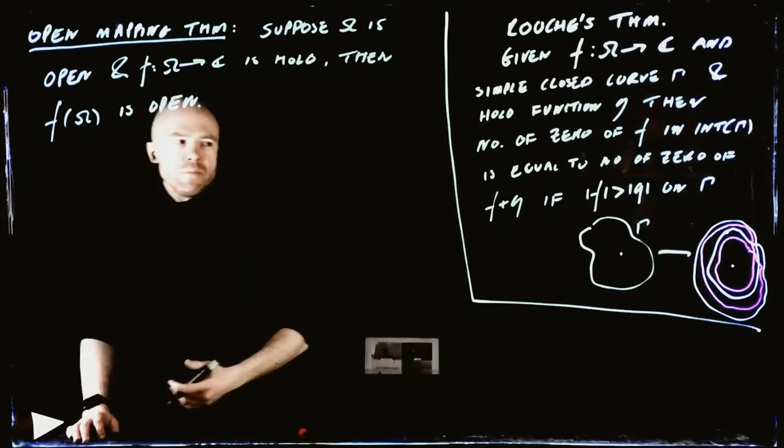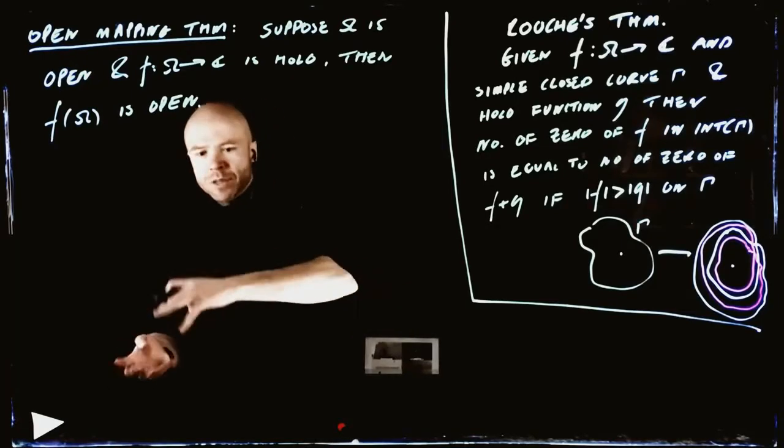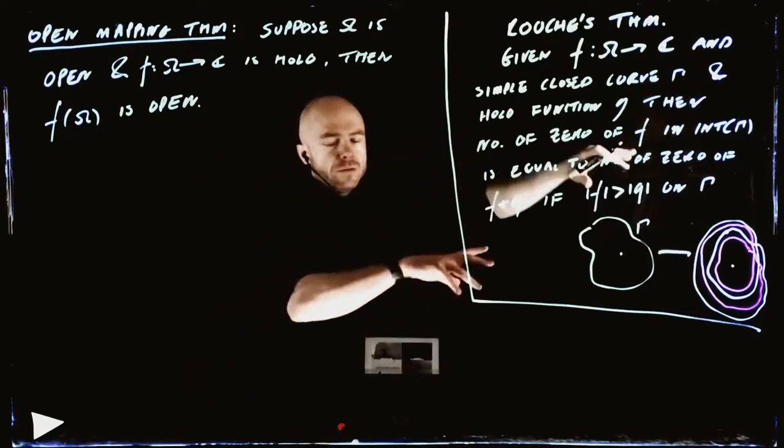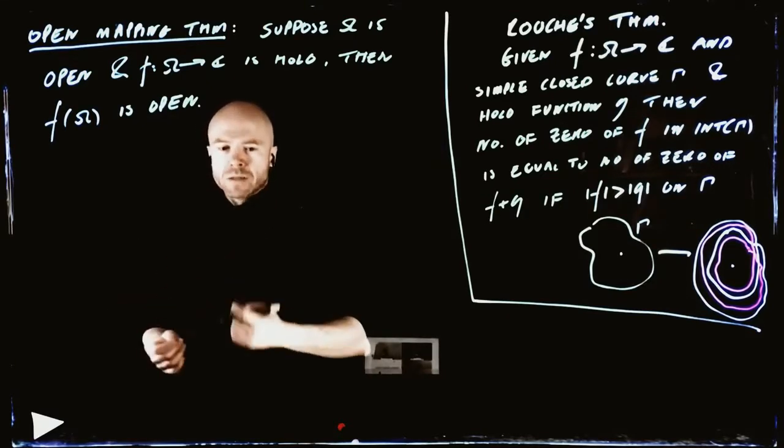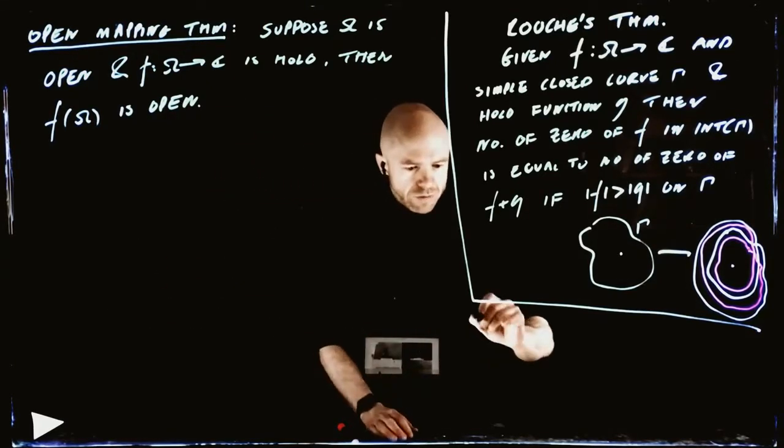Okay, and mappings that have this property, that when you take the image of open sets they form open sets, those things are called open mappings. So in other words, holomorphic mappings are open mappings. So let's put a definition down here.